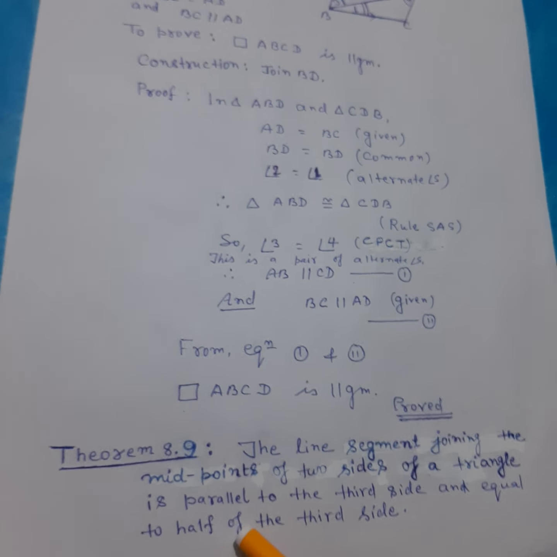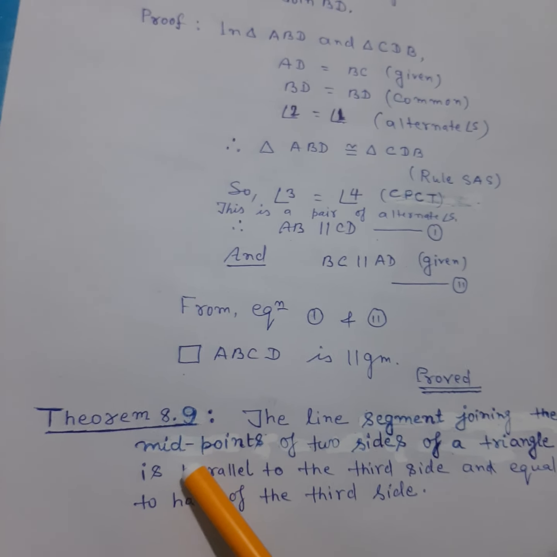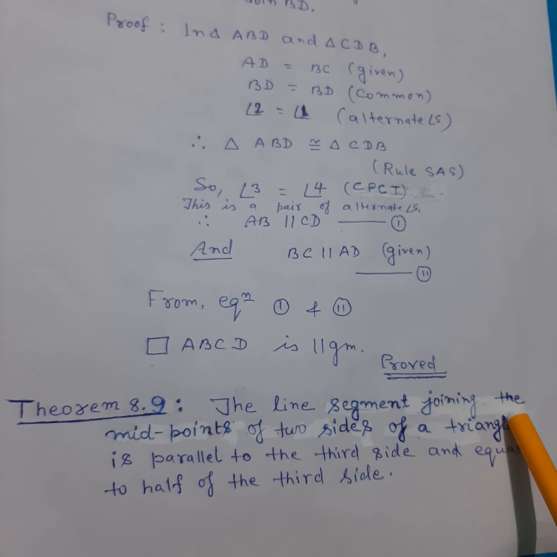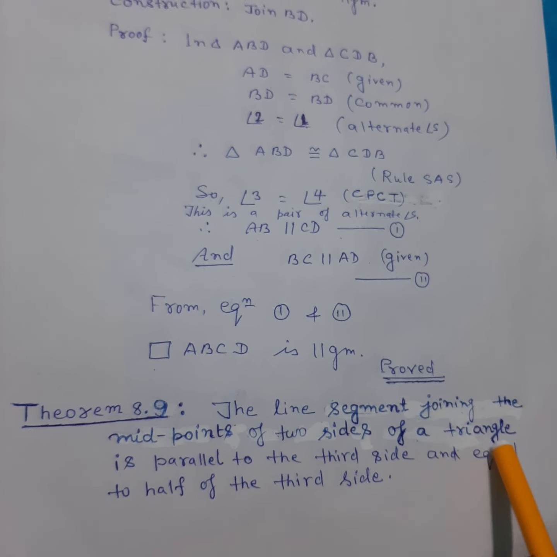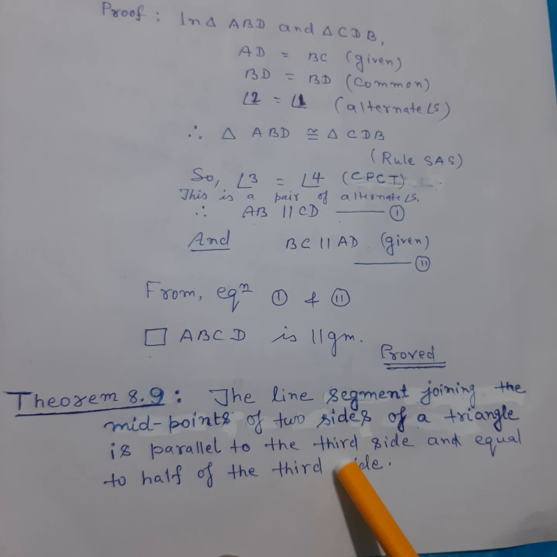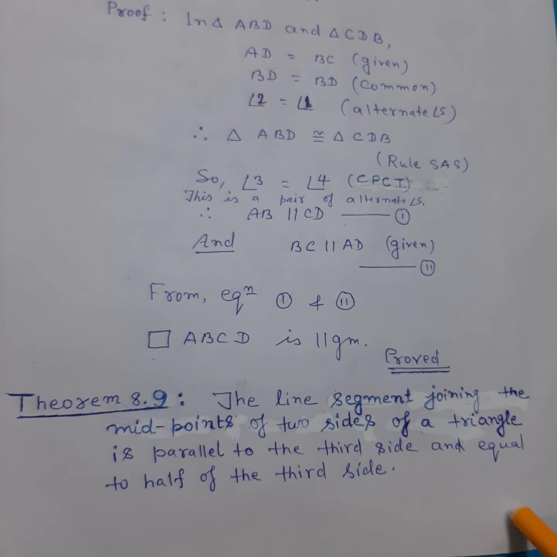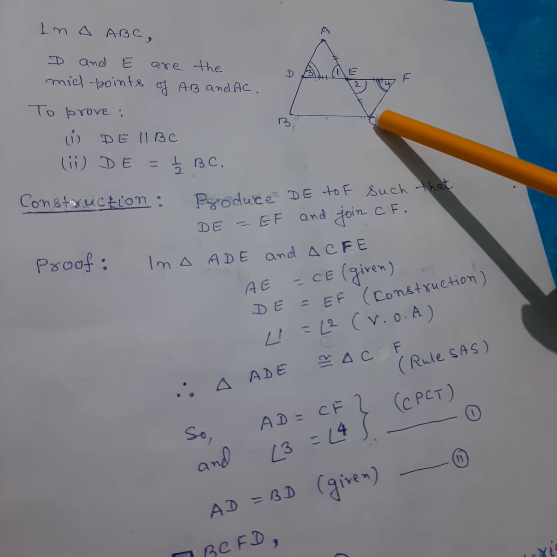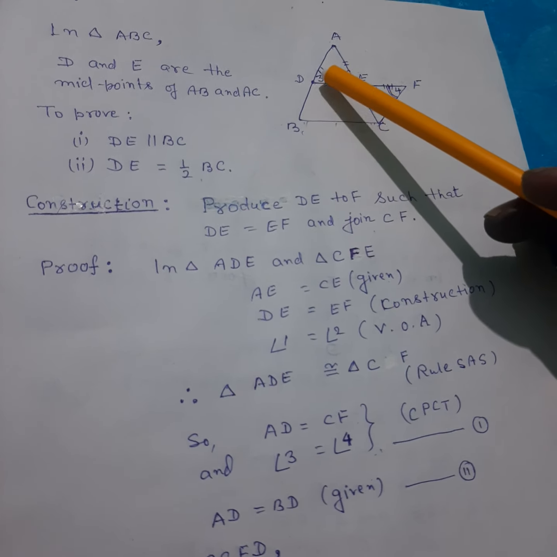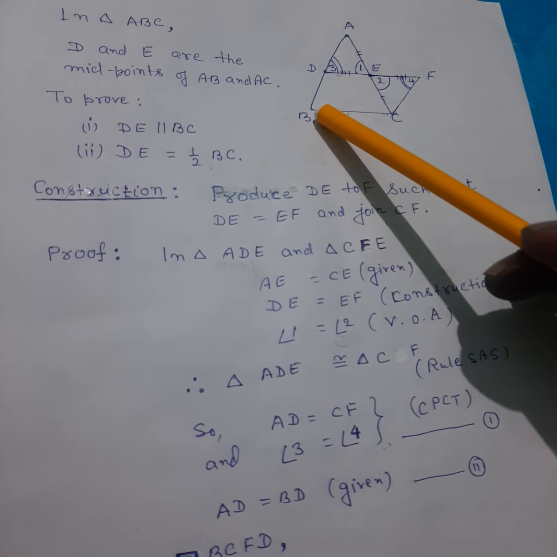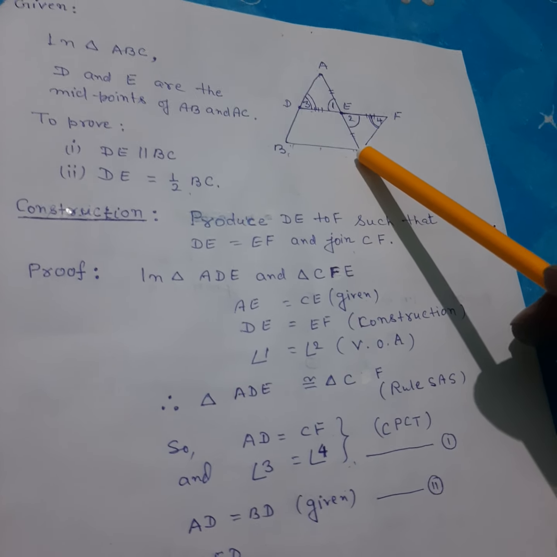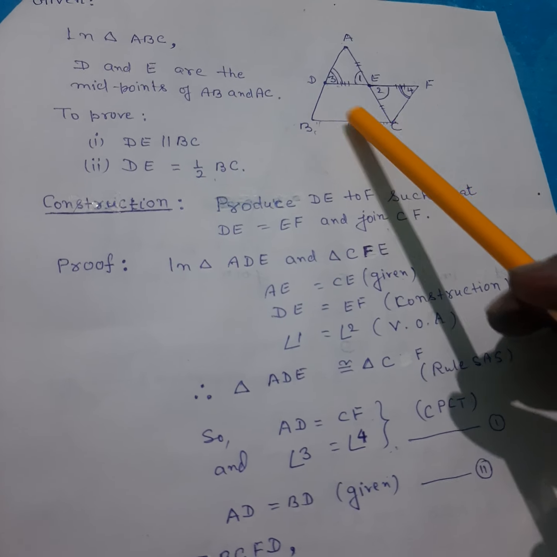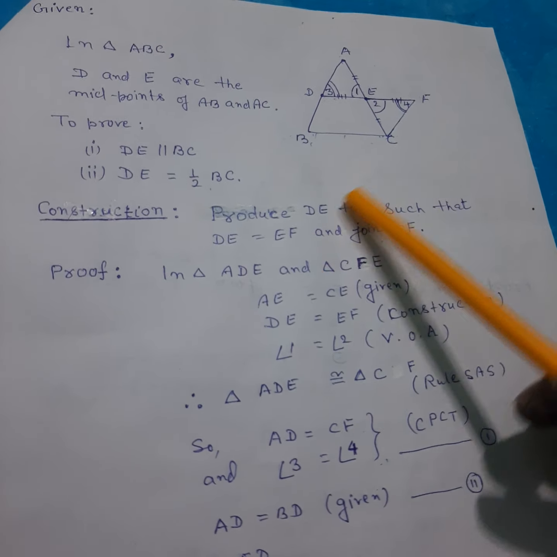Proved. Now the next theorem, a very important theorem. This theorem is also called the midpoint theorem. The line segment joining the midpoints of two sides of a triangle is parallel to the third side and equal to half of the third side. Given here, ABC is a triangle. D and E are the midpoints of AB and AC respectively. We have to prove that DE is parallel to BC first, and second, DE equals half BC.